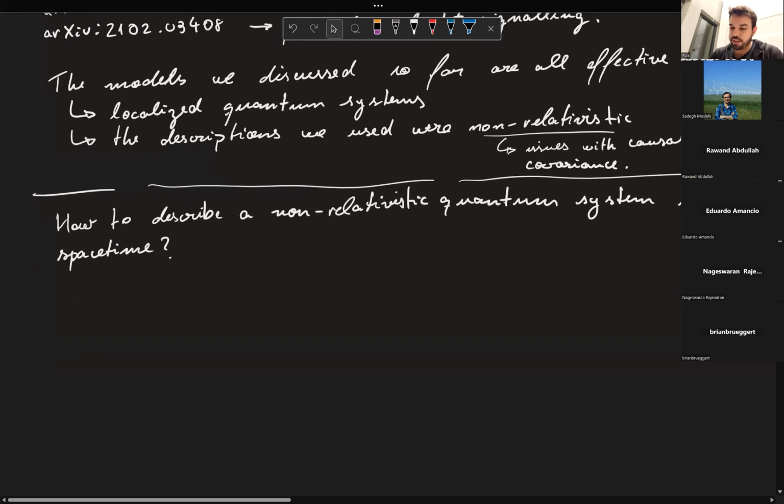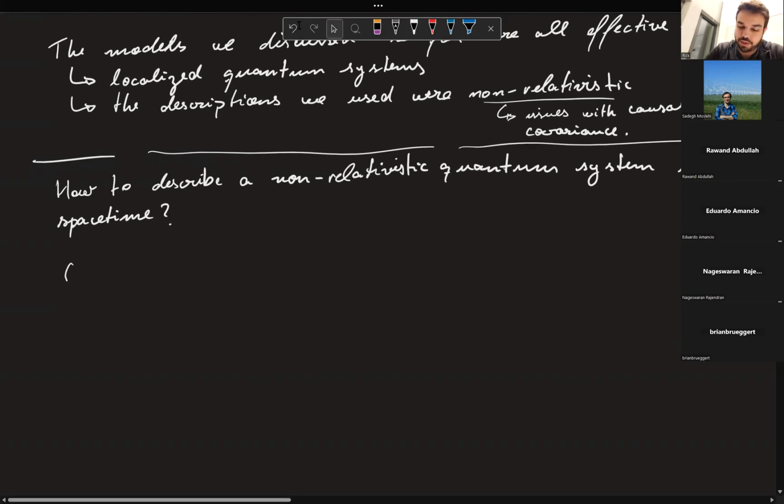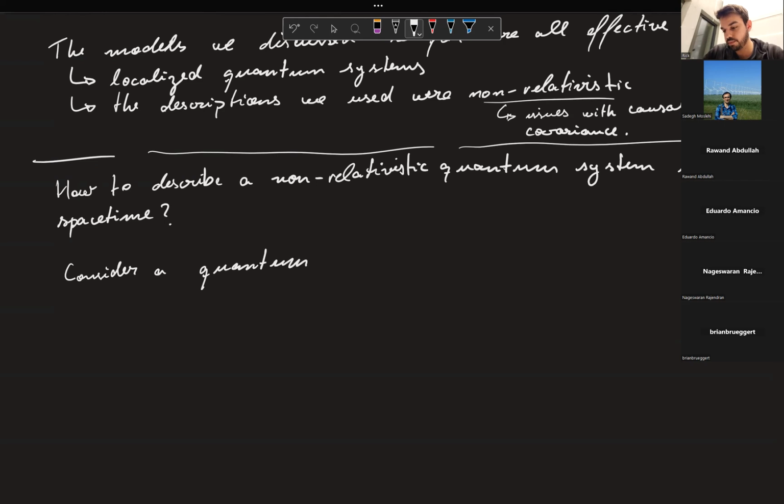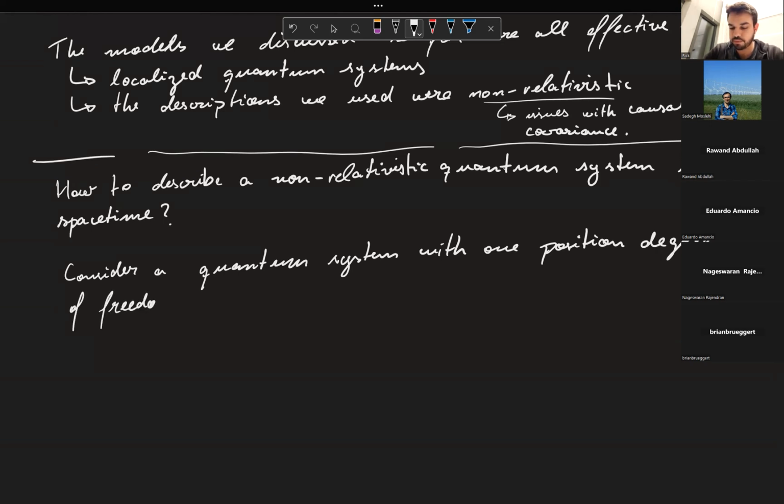So in order to study this, the first thing that we're going to do is to consider a quantum system with one position degree of freedom. So basically, it's a wave function.